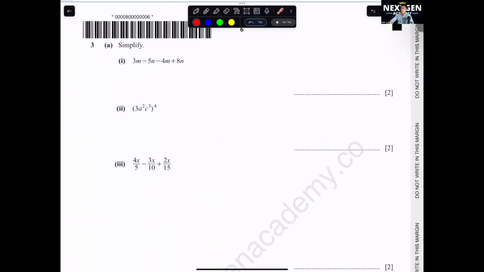Question 3a. 3m minus 5n minus 4m plus 8n. This one's simple. 3m minus 4m. Why do I need to write it down? You can group it if you want, but this is not necessary. You will get minus m plus 3n.